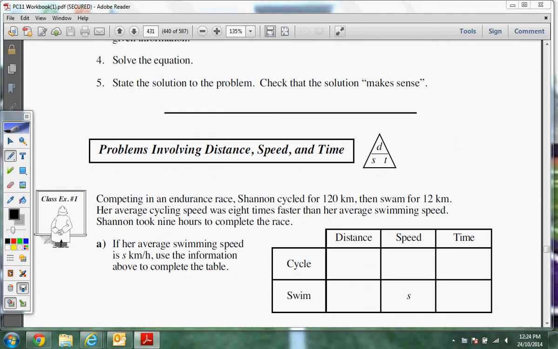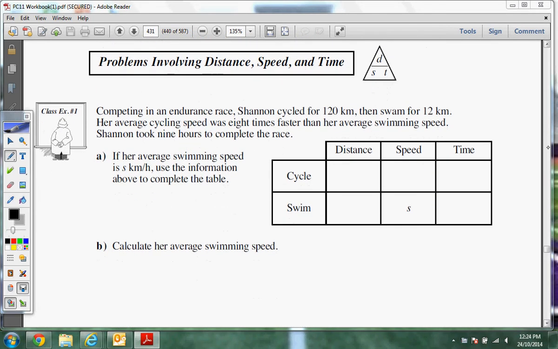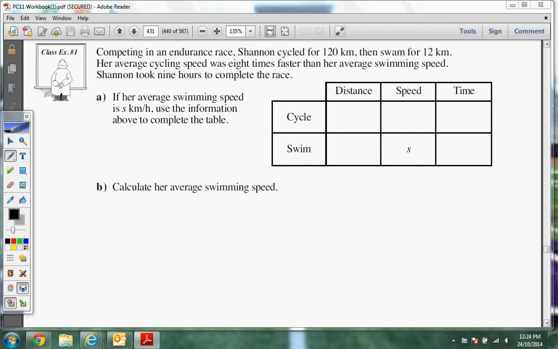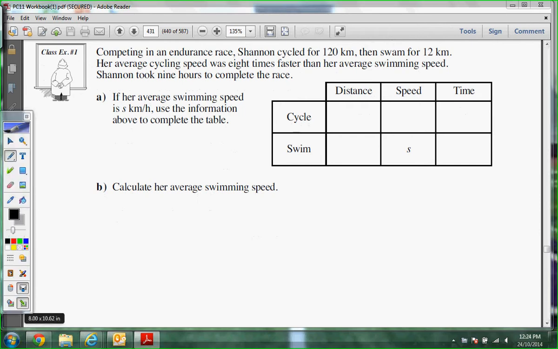If you've taken physics, you've got your distance, speed, time, DST. You might be familiar with that. If not, we'll talk about it right now. Here's the problem. Completing an endurance race, Shannon cycled for 120 kilometers, then she swam for 12. Her average cycling speed was 8 times faster than her average swimming speed. Shannon took 9 hours to complete the race.